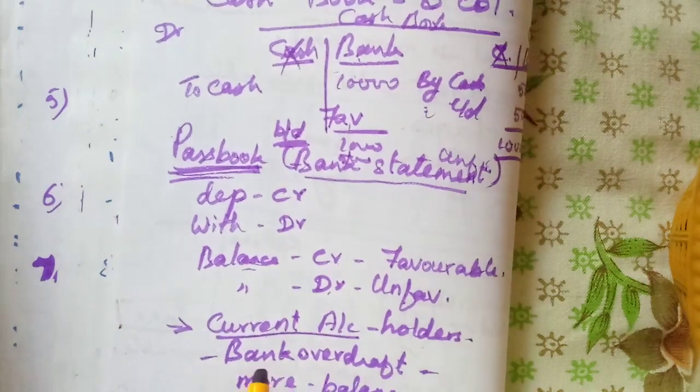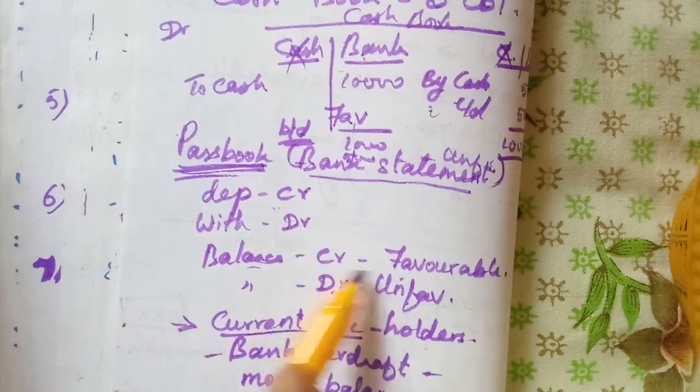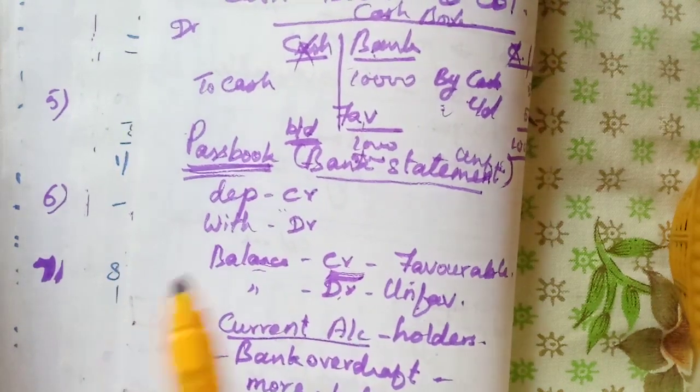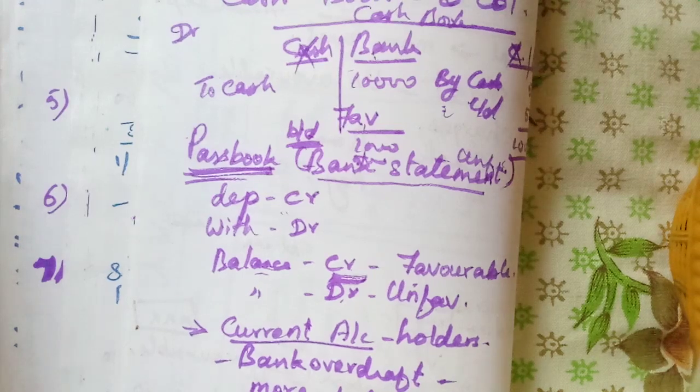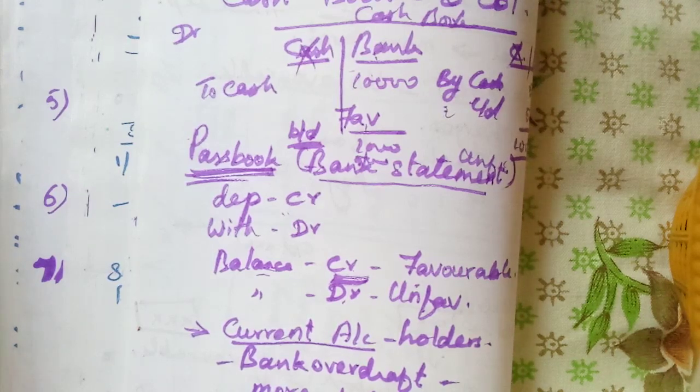Here also in the passbook we should have a favorable balance. That means the credit balance in the bank passbook. But we have a different amount, isn't it? Different balance we have. So we should check the difference. Why should we check these differences?